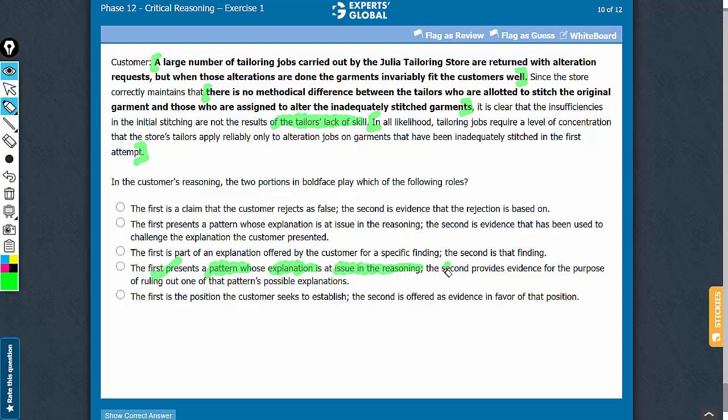Look at the second part here. The second boldface provides evidence. Yes, it can be called evidence. It is something factual, concrete in nature. For the purpose of, now we wanted to say that the purpose is to support the main conclusion of the argument. As often is the case on GMAT, you will not get exactly what you want. So the second provides evidence for the purpose of ruling out one of the pattern's possible explanations. And come to think of it, yes, the second boldface does rule out this lack of skill as a possible explanation. So answer choice D does a good job at explaining the roles played by the two bold-faced parts. D is the correct answer choice.